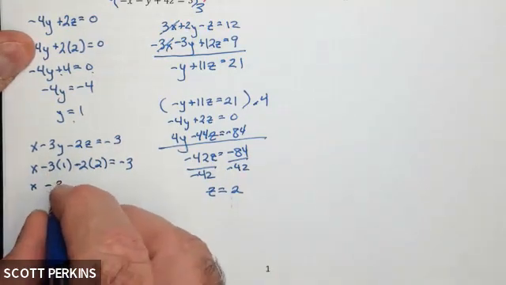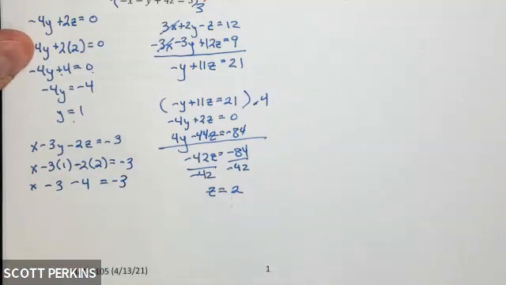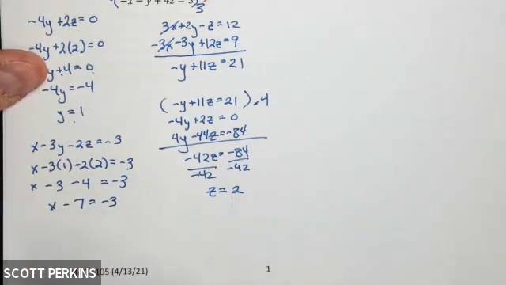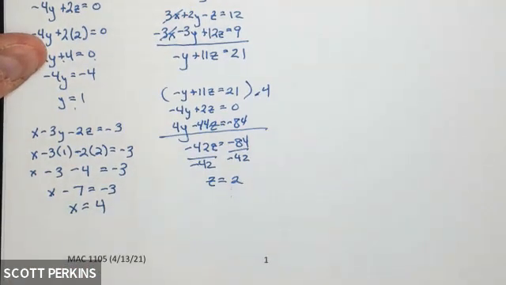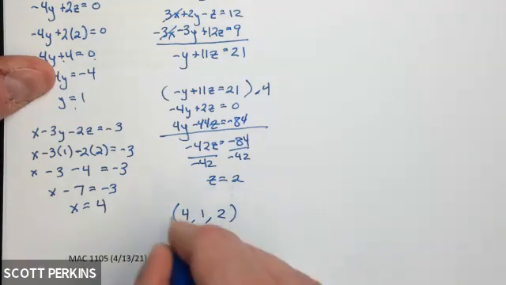Negative 3 times 1 is negative 3. Negative 2 times 2 is negative 4. And then I have x minus 7 is negative 3. And when I add the 7, my last part of my ordered triple is 4. So let me write my answer. The x value is 4, the y value is 1, the z value is 2.